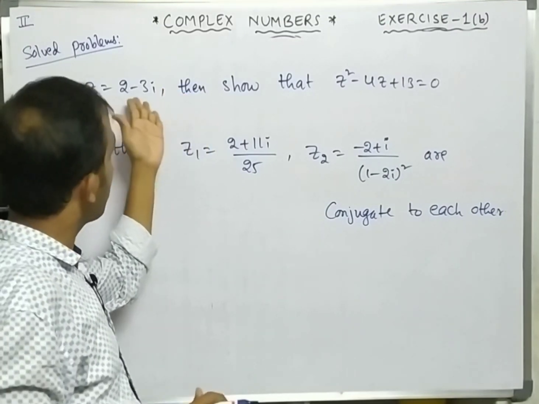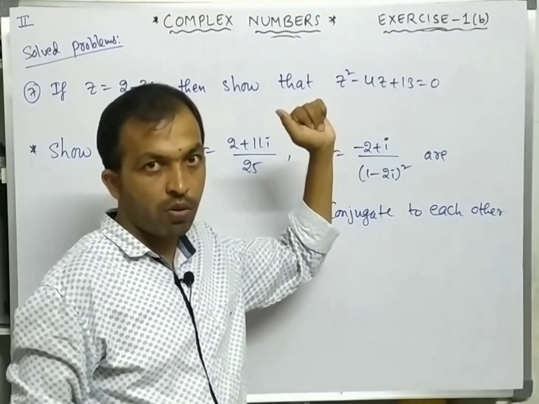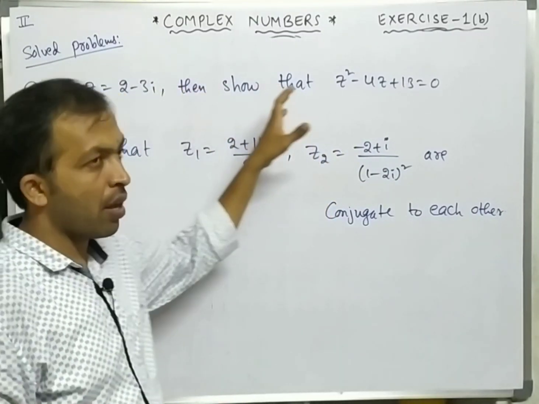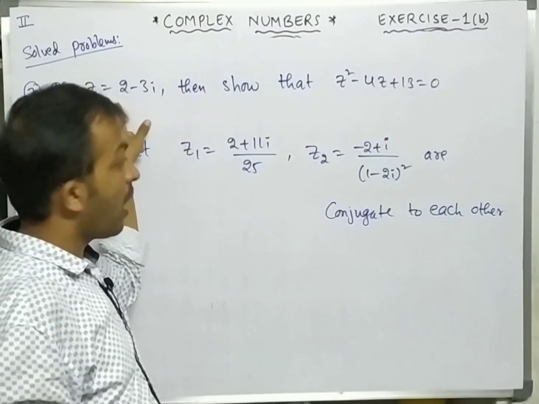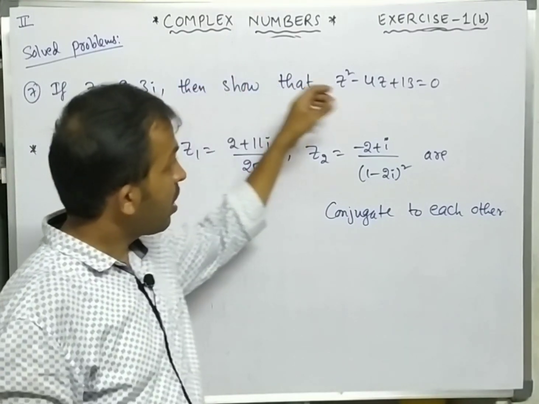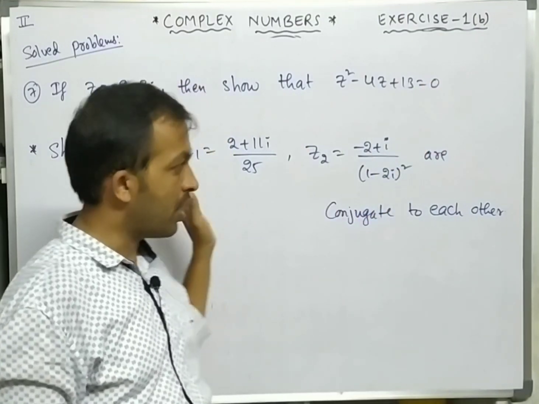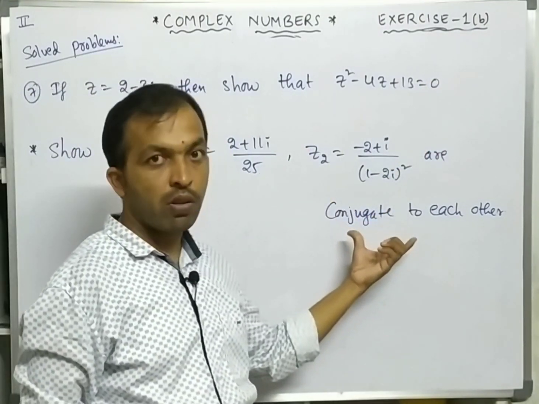If z is equal to 2 minus 3i, then show that z square minus 4z plus 13 is equal to 0. So bring 2 to the left hand side and square on both sides, automatically you will get this one. In another way, take z and find z square, that means 2 minus 3i whole square. So substitute in the left hand side part, automatically you will get 0 as the answer.